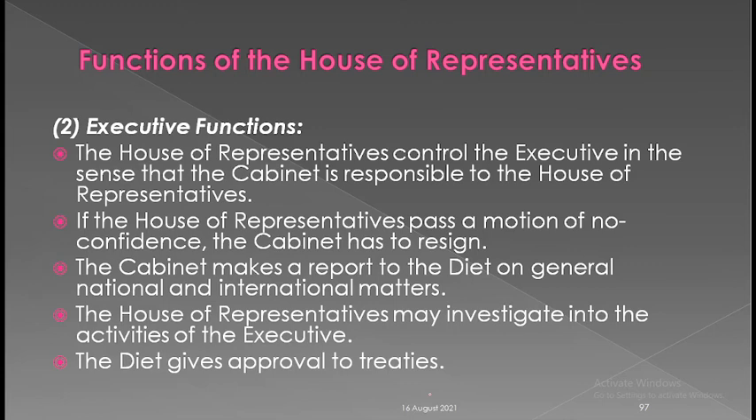I mean, both the two houses are equally responsible for certain acts, like ratification of treaties and ratification of appointment of officers by the cabinet and such other things. In other words, the Diet gives approval to treaties, not only the House of Representatives but both the houses.